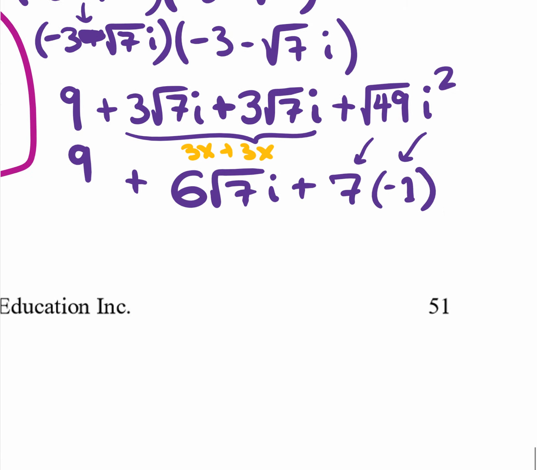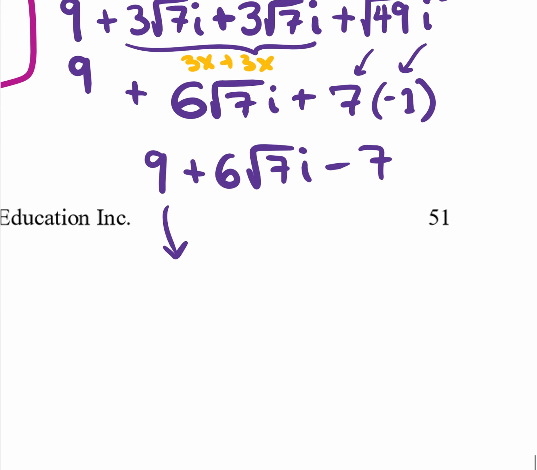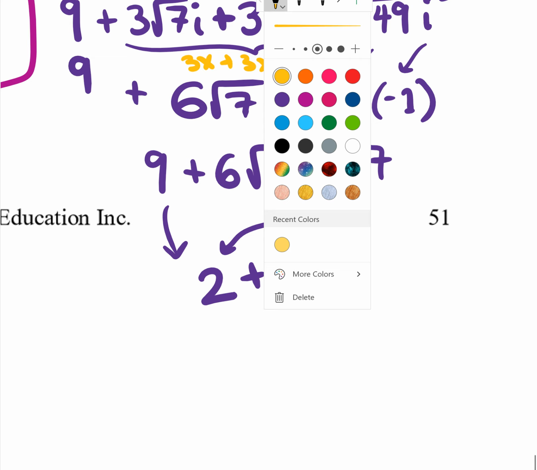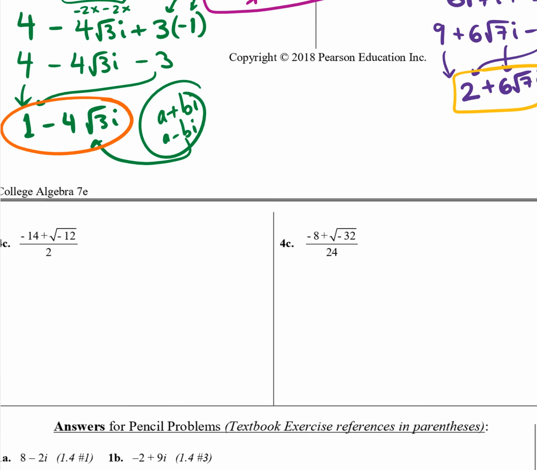Looks like we're getting close to the end here. 9 plus 6 root 7i, and this makes a -7. Okay, looks good. The 9 and the 7 are like terms now, they make 2, plus this other term, 6 root 7i. There we go, all right. I think we got it. All right, I think now we're on to the last example here.